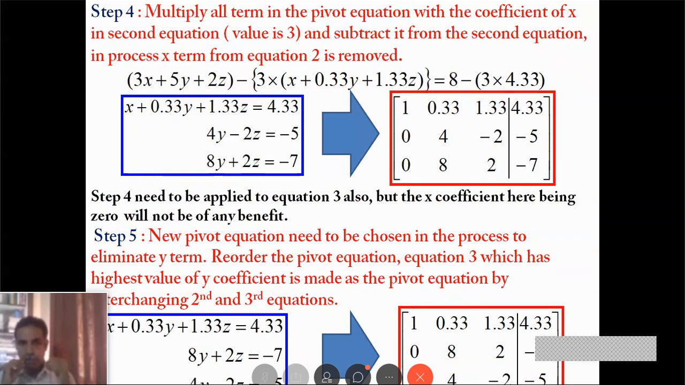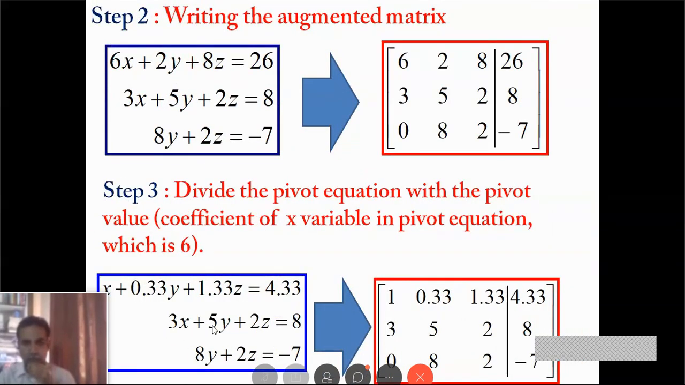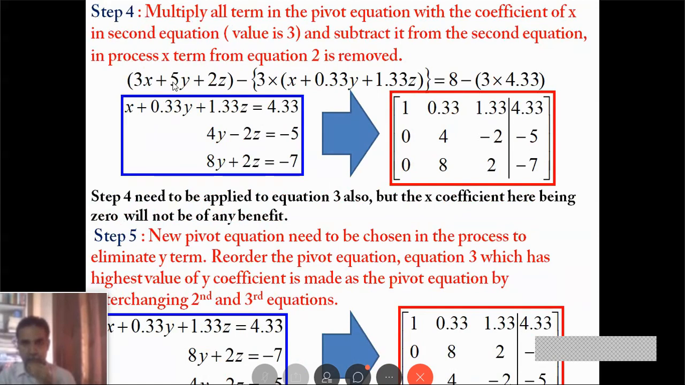So here is the next set of operations. Having written the pivot equation x plus 0.33y plus 1.33z, we will subtract it from your second equation. If you look at the earlier slide, you had the second equation as 3x plus 5y plus 2z. I'm deducting this equation. That means precisely I'm operating this row from this row: this row minus the coefficient of x multiplied by this row. That's what is getting operated. This represents the second row minus the coefficient 3 multiplied by your pivot equation.